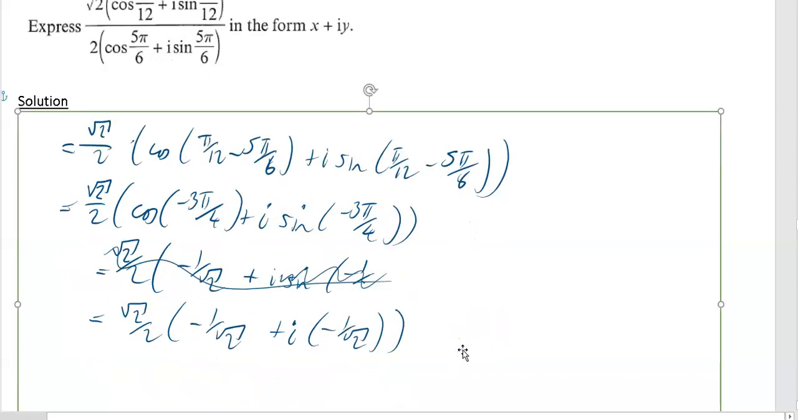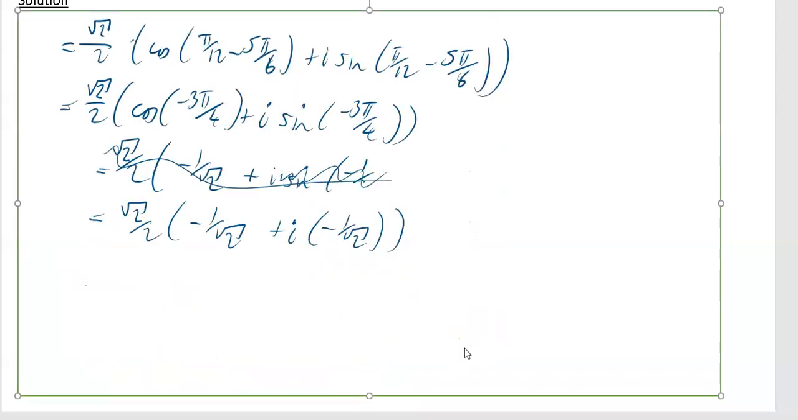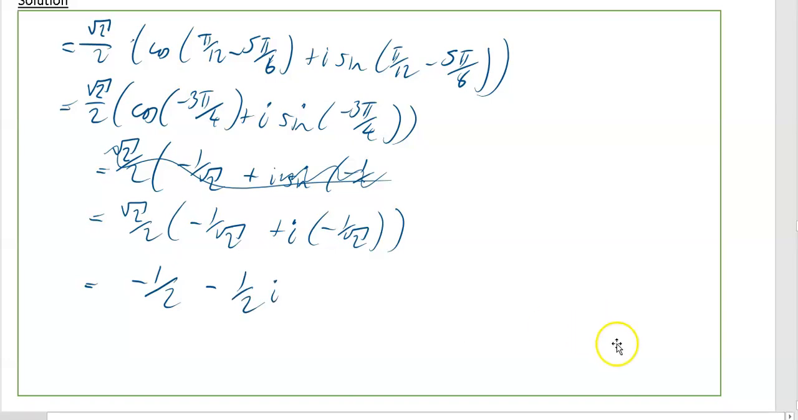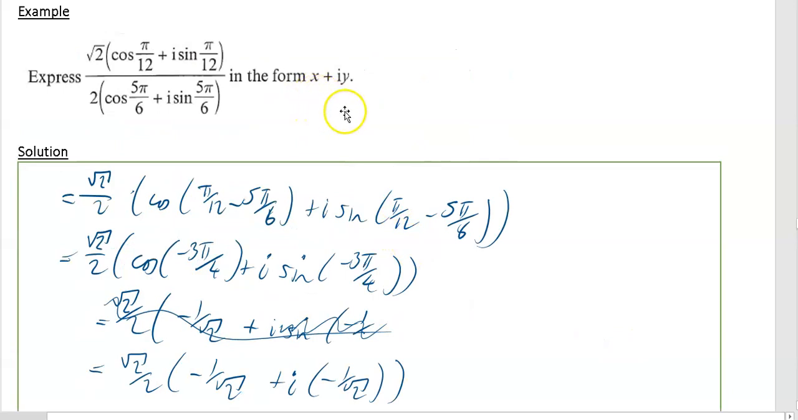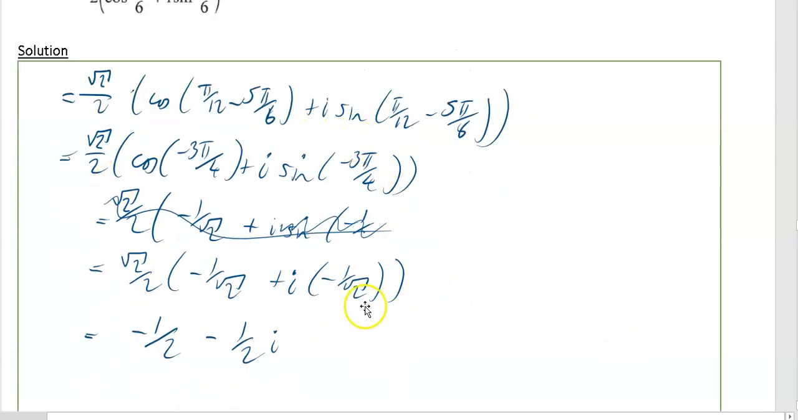And we'll go on down, and all you do then is multiply in by your modulus, which was root 2 over 2, and that's going to give you minus a half i. And if we check what we were asked to do, we're to get it in the form x plus iy, and we have done that.